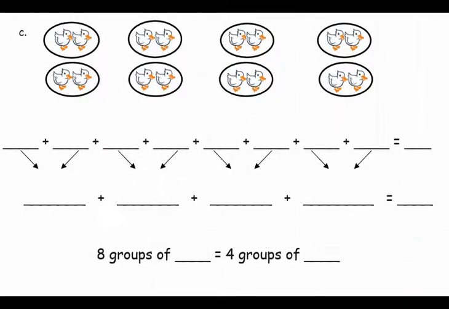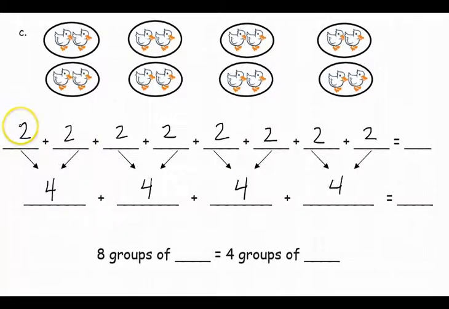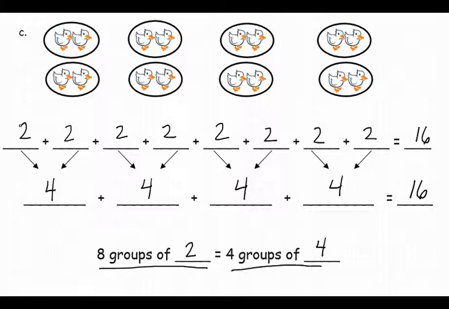Moving on to our next problem, I see that I have 8 groups and there are 2 ducks in each group. So the original repeated addition equation would be 2 plus 2 plus 2 plus 2 plus 2 plus 2 plus 2 plus 2. Now let's combine pairs of 2. We'll make those 4 plus 4 plus 4 plus 4. Well, if I have 4 groups of 4, that gives me 16 in all. That means 8 groups of 2 is also 16. So 8 groups of 2 is the same thing as 4 groups of 4.